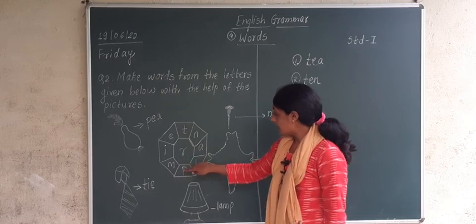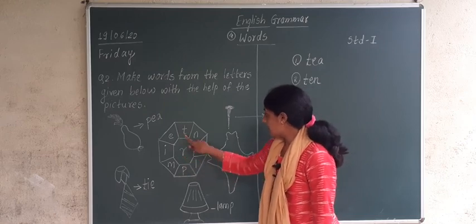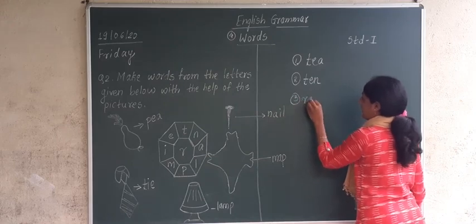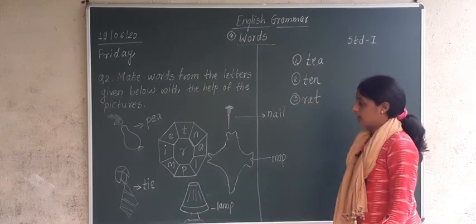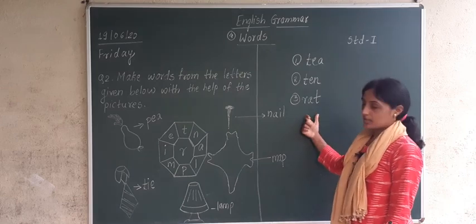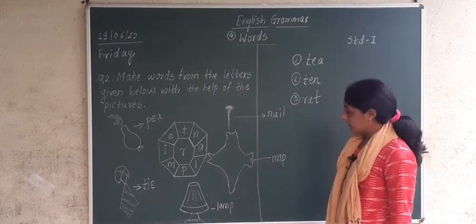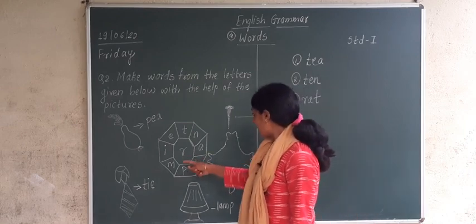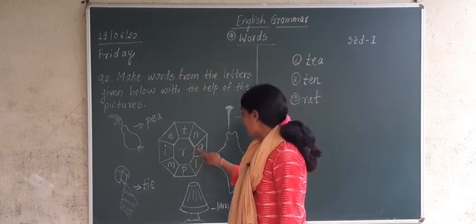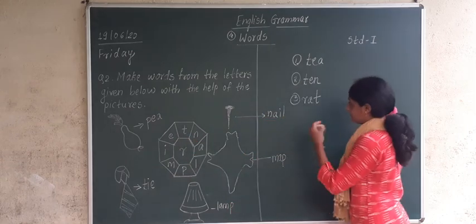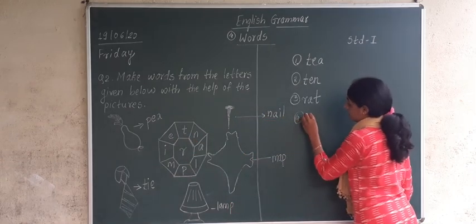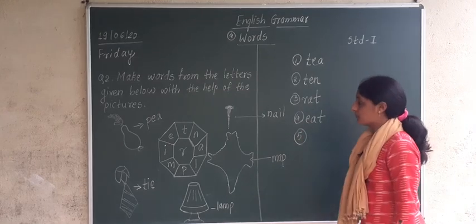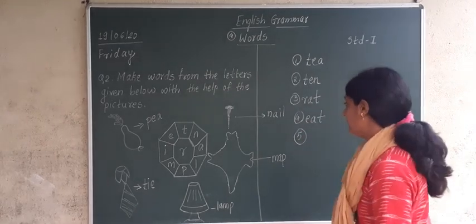Next word which we can make from the letters which are given in the picture is, for example, R-A-T, rat. It makes some meaning. It is an animal. More, any word you can make. E-A-T, eat. Yes or no? We eat food. E-A-T, eat. It is a meaningful word which we have made. More.